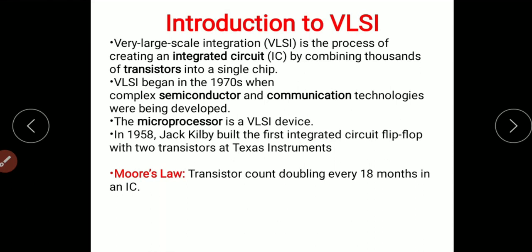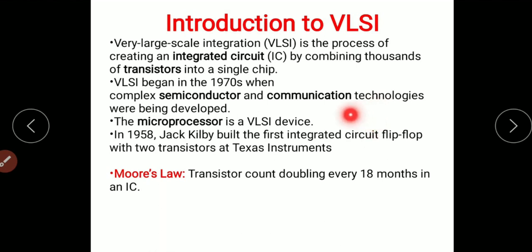Before the invention of transistors, we were using vacuum tubes. Those vacuum tubes are bigger in size, consume more power, and have less reliability. Due to that, scientists developed transistors. Then these vacuum tubes were replaced by transistors, hence the size is reduced.